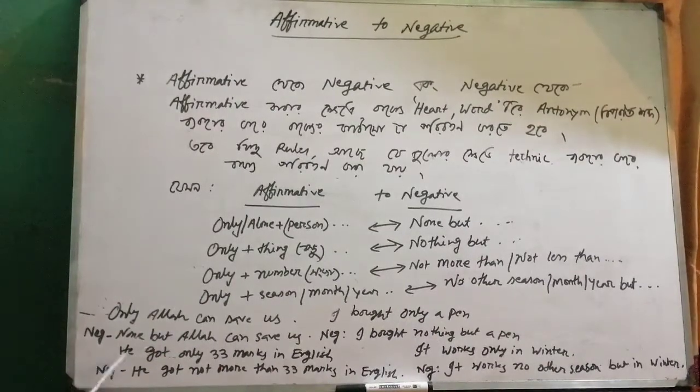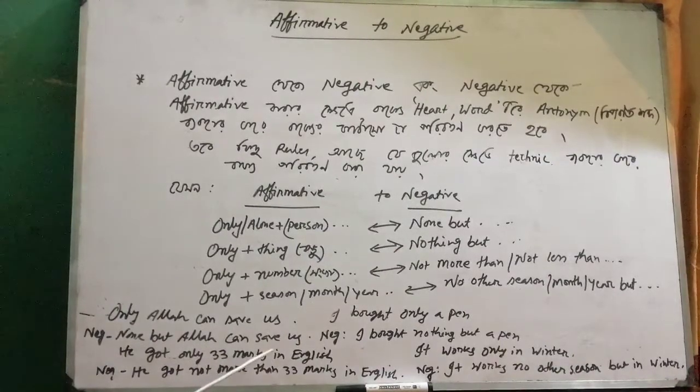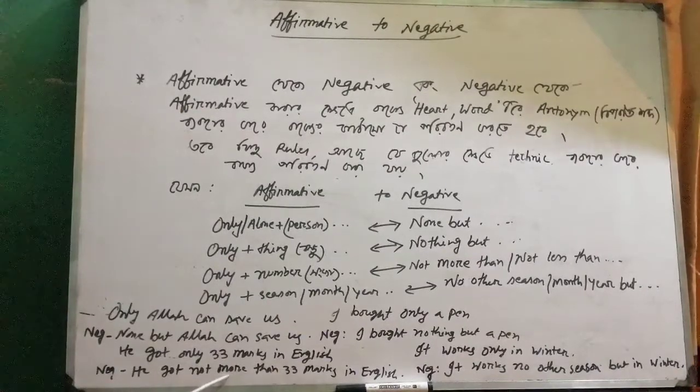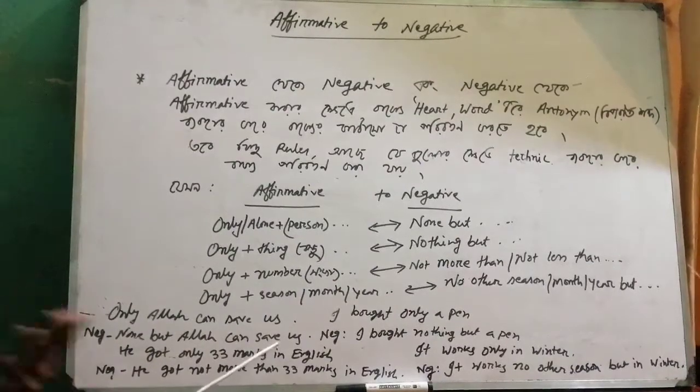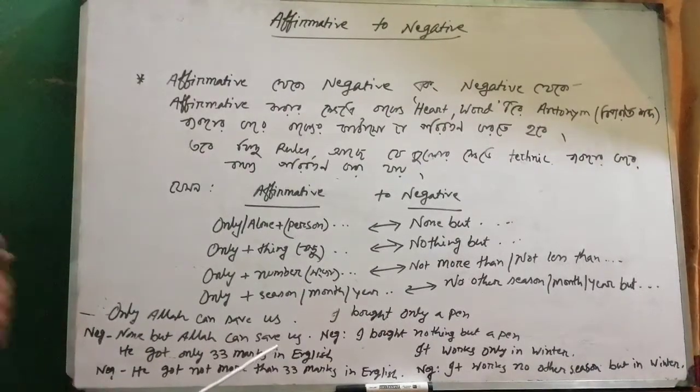Number 3, he got only 30 marks in English. সে শুধুমাত্র 33 মার্ক পেয়েছে, সে 33 মার্কের চেয়ে বেশি পায় নাই। He got not more than 30 marks in English. So really we can use them in our speech if we would like to elongate our sentence or continue our conversation.